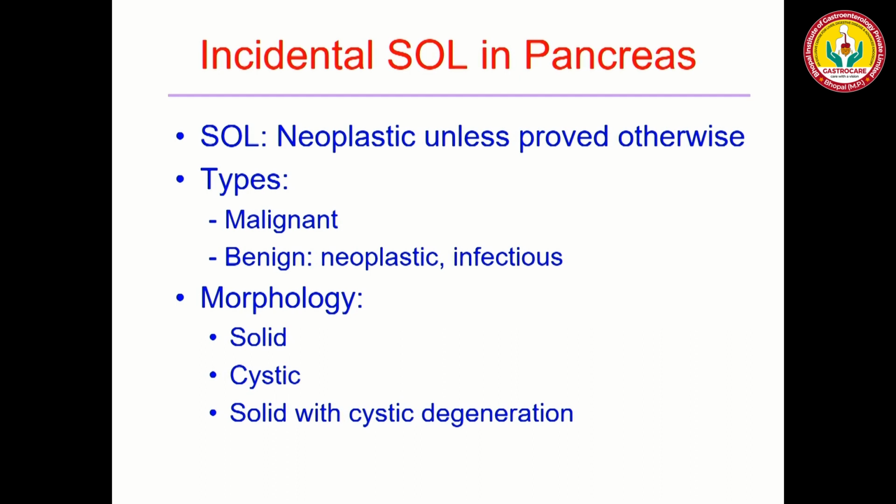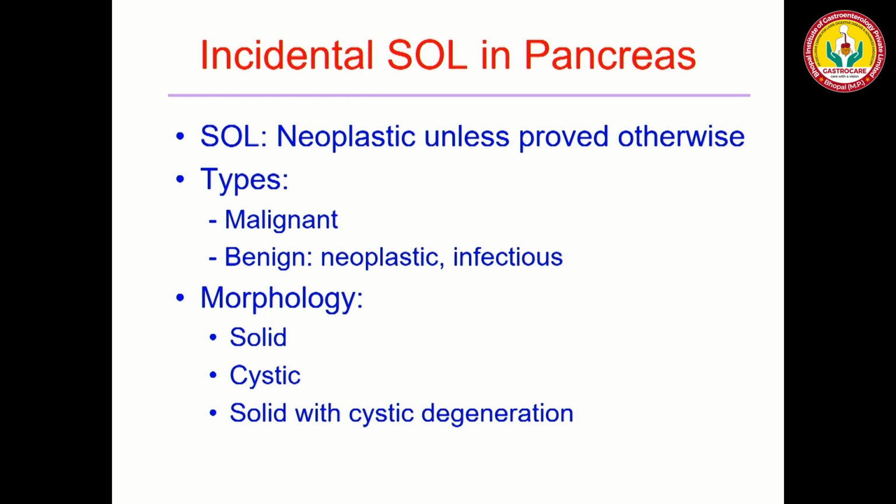Now, in general, if you have a space occupying lesion anywhere in the body, particularly in the pancreas, we should take it as neoplastic unless proved otherwise. The reason is that if you miss a neoplastic lesion, you will have more severe consequences if you don't consider it as neoplastic. It is either malignant or benign.